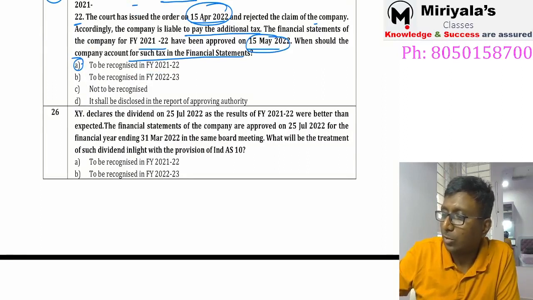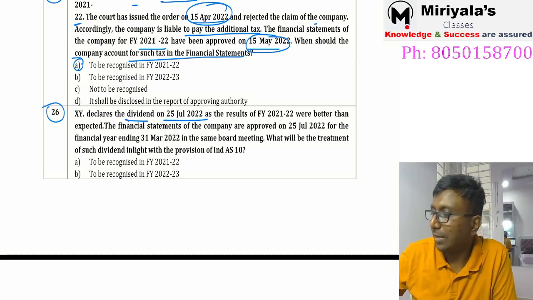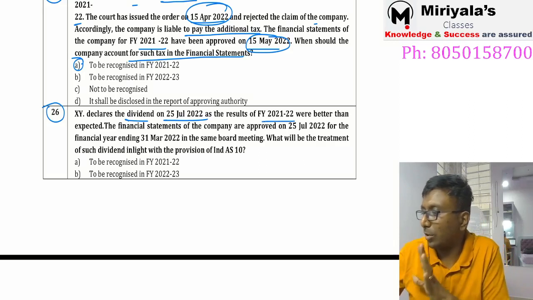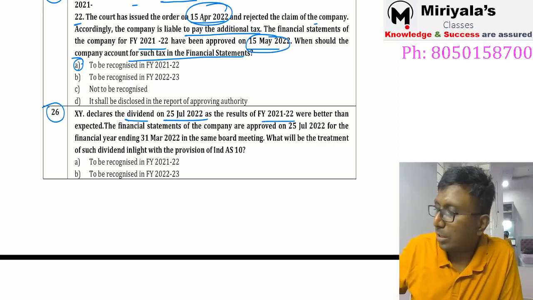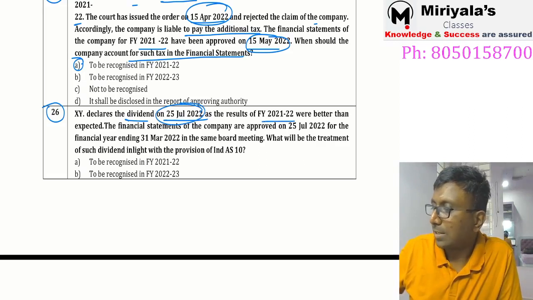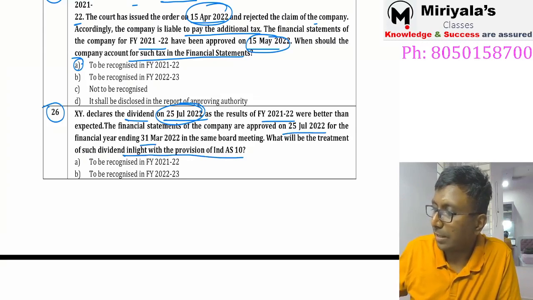Right. 26th one. XY Limited declares a dividend on 25th July. Okay, 25th July, we are declaring a dividend, as a result of financial 2021-22 being better than expected. Not a problem. The financial statements of the company were approved on 25th July, same date, for the financial year ending 31st March, in the same board meeting. What will be the treatment of such a dividend in line with the provisions of Ind AS 10?